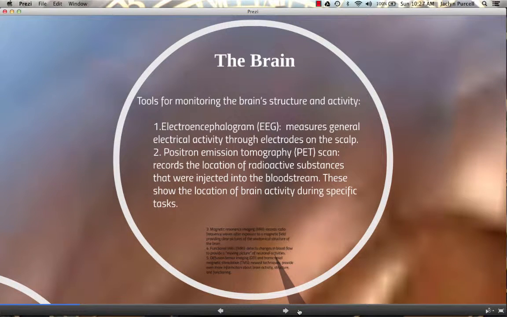The brain. A number of tools have been developed for monitoring the brain's structure and activity. The earliest technique is called an electroencephalogram, or an EEG, which measures general electrical activity through electrodes on the scalp. A newer technique is a positron emission tomography, or a PET scan, which records the location of radioactive substances that were injected into the bloodstream. These show the location of brain activity during specific tasks.